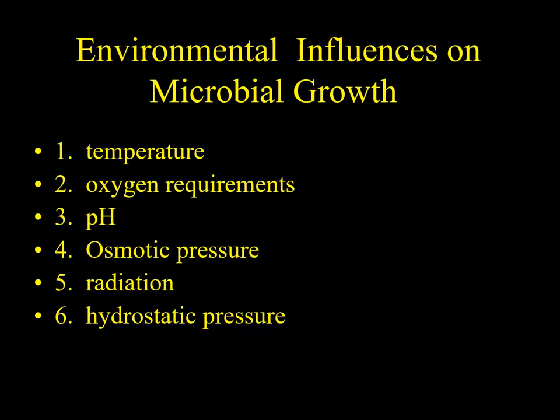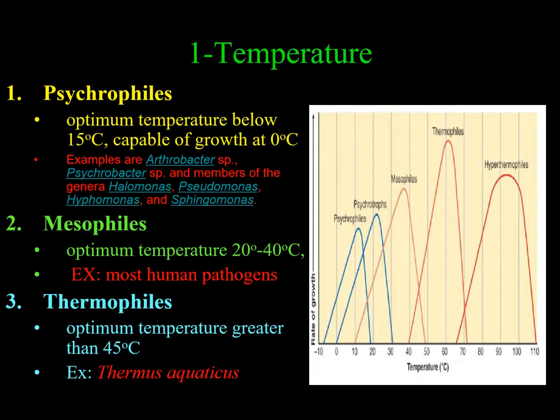The environmental influences on microbial growth are temperature, oxygen requirement, pH, osmotic pressure, radiation, and hydrostatic pressure. Firstly, temperature. According to temperature degree, we can classify microorganisms into three groups. Psychrophile, the first group, has an optimum temperature below 15 centigrade and is capable of growth at 0 centigrade. Examples of psychrophiles are Erythrobacter species, Psychrobacter species, and members of the genera Halomonas, Pseudomonas, Hyphomonas, and Sphingomonas.